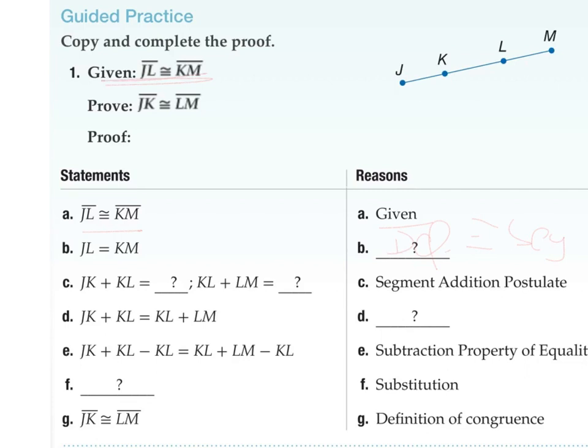The next line, let's have a look at what the next line is doing. JK, which is this section, and KL is this section. Well, that's got to equal the whole distance, so that's got to just be JL. Similarly with the next one, KL and LM, well, you've got the same middle letters, so you know that the distance must be from K to M. Alright, so what we're doing there, the next line, that's segment addition.